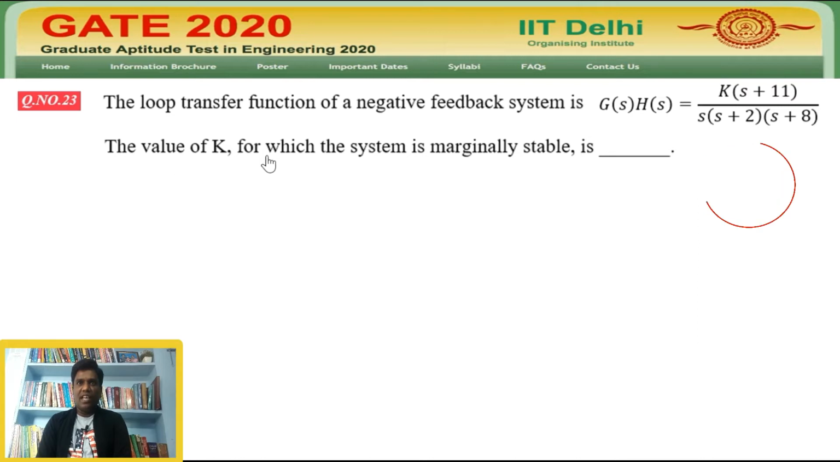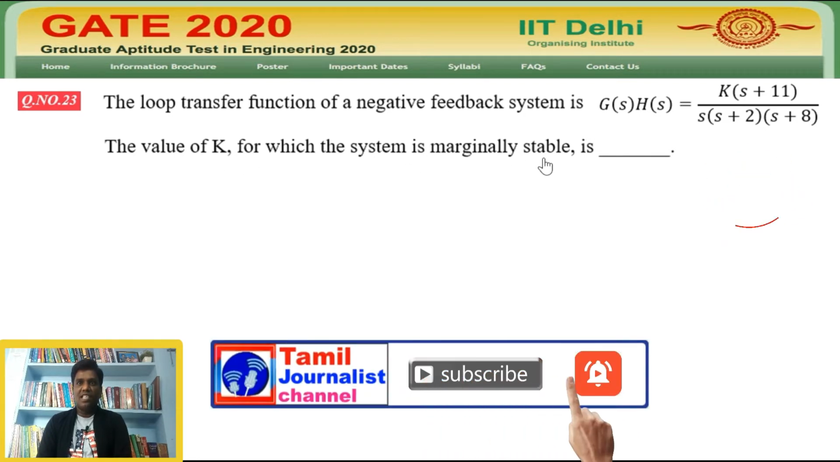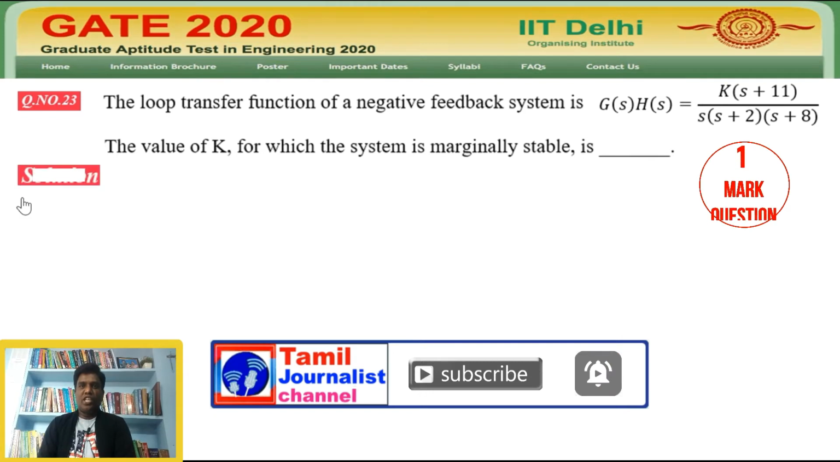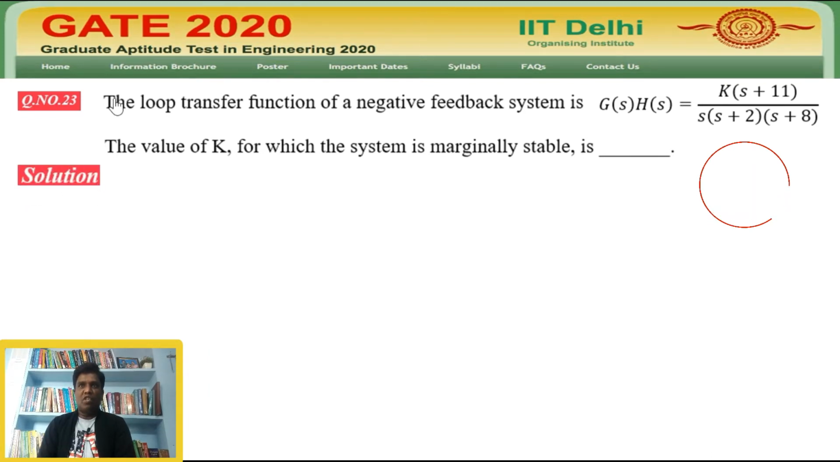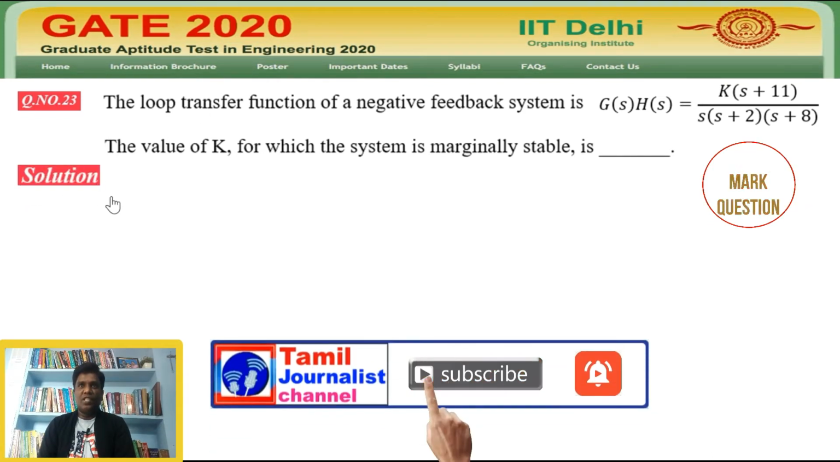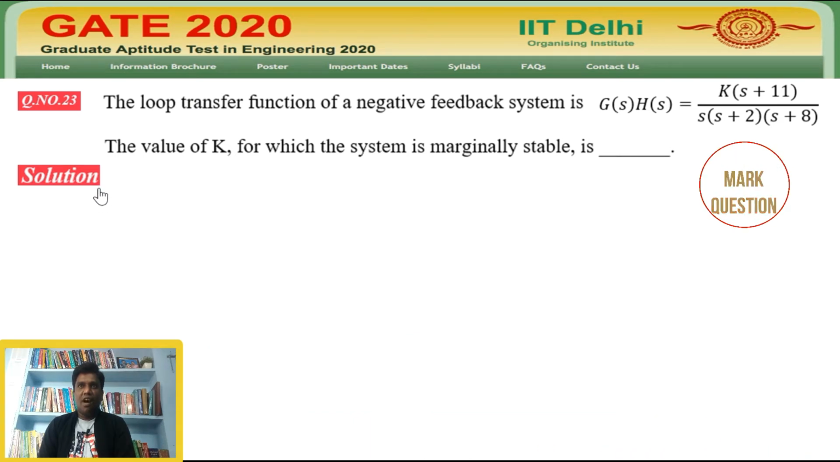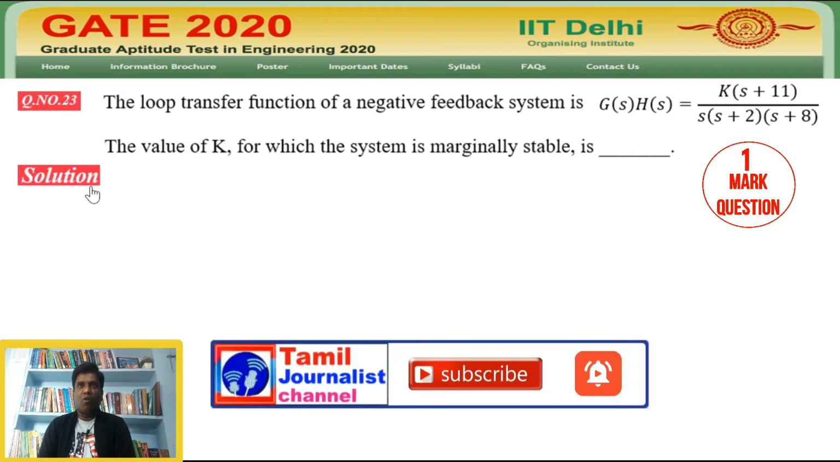The value of K for which the system is marginally stable is dash, which means at what value of K the system is marginally stable. That is the question. The solution of the problem: this problem can be solved by two methods. The first method is Routh's method and the second method is the shortcut method, or equating inner product and outer product of the characteristic equation method.